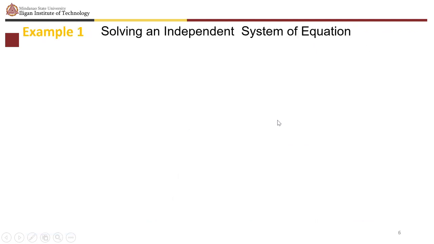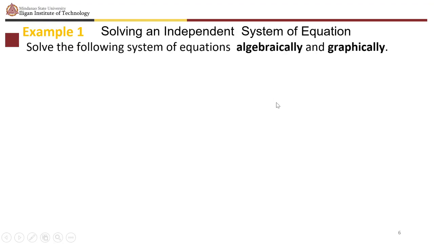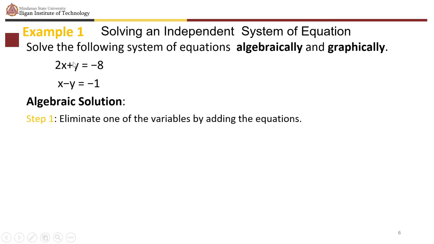So let's take the first example. Suppose you are to solve the following system of equations algebraically and graphically. The first equation is 2x + y = -8, and the other one is x - y = -1. For the solution, we can eliminate the variable y by adding these two equations.